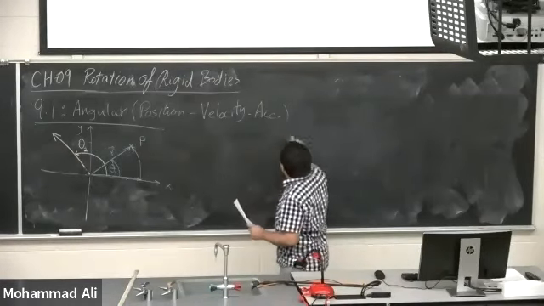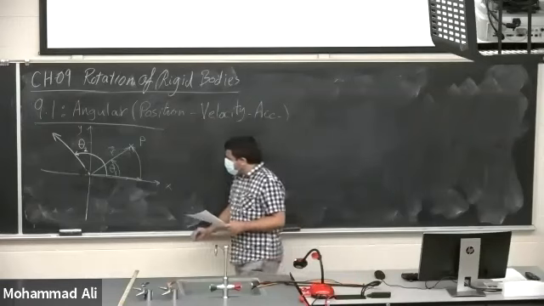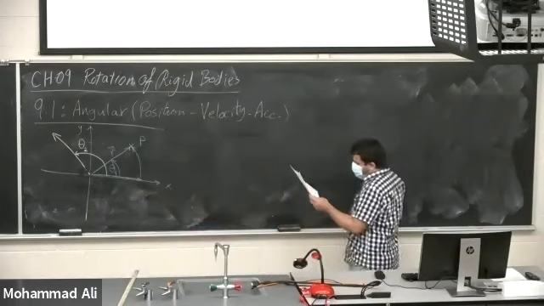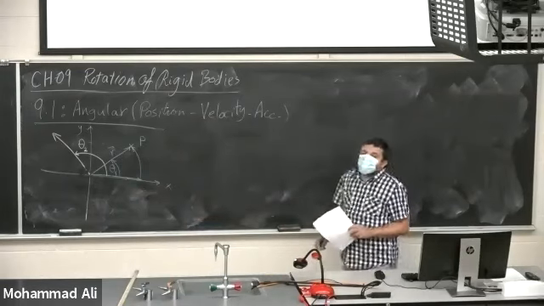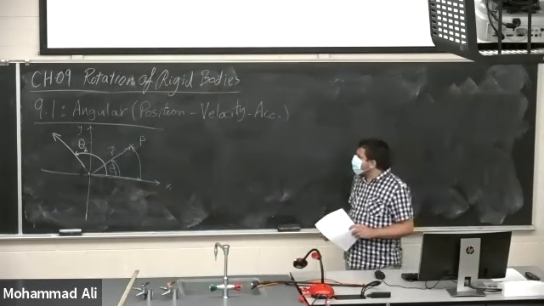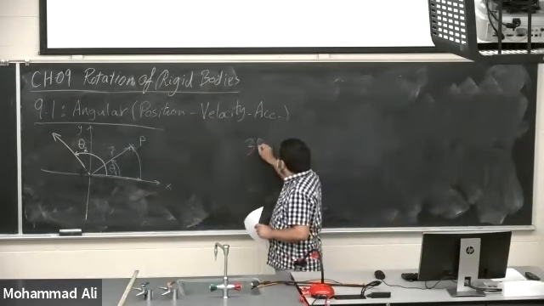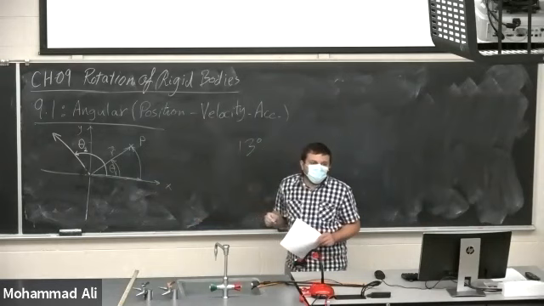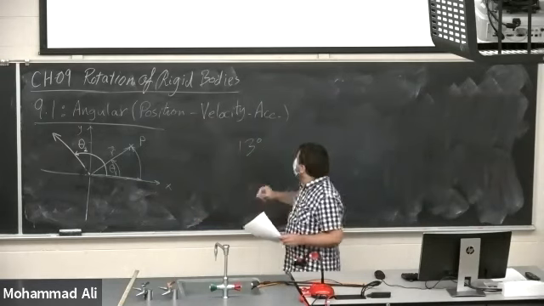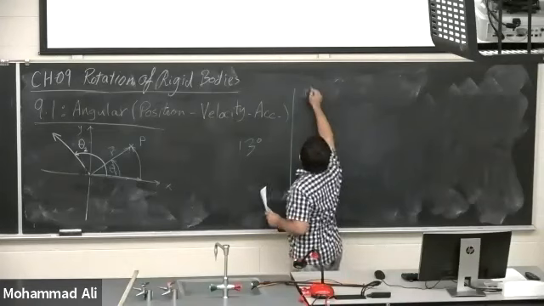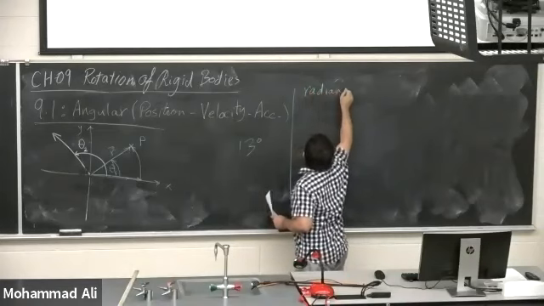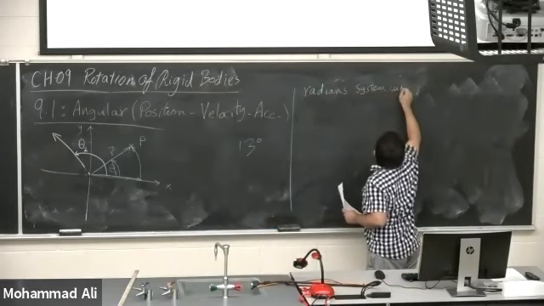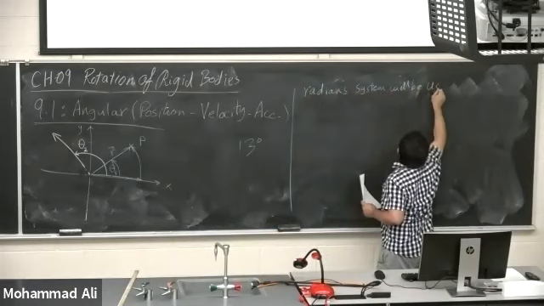Now, let's remove the linear. For example, 30 degrees. We will use the radians system. The radians system will be used.